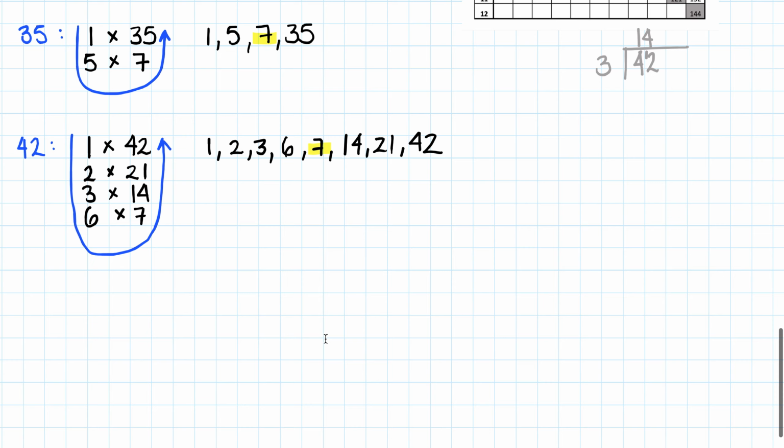And how do I state the highest common factor? So you just write here, therefore, remember that these three dots mean therefore, highest common factor is equal to 7. And that's your answer.